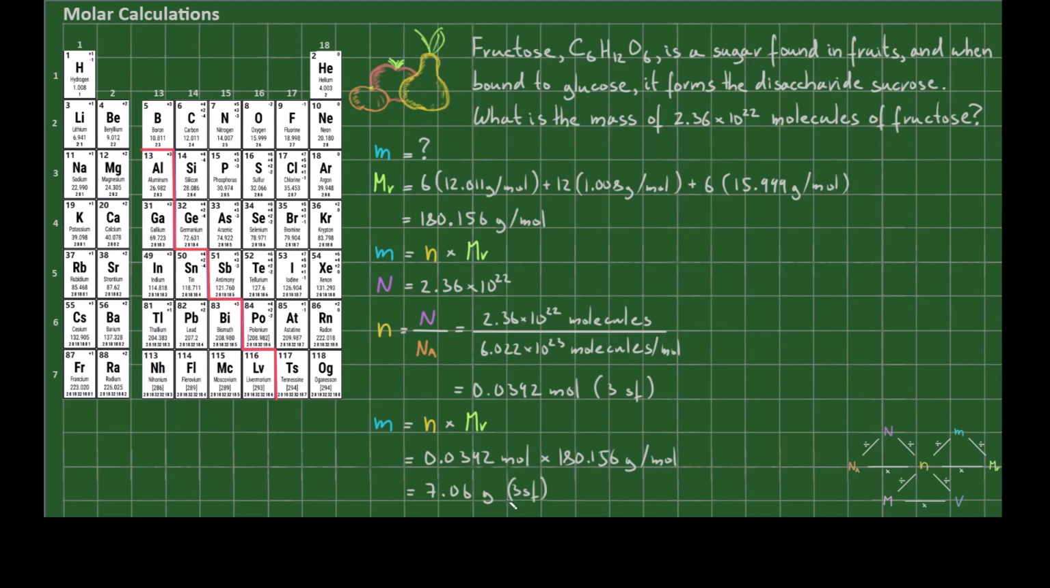As before, this two-step process of finding the number of moles first and then calculating the mass can be combined mathematically into a single step. The mass equals number of moles, but number of moles is the same as number of particles over Avogadro's number, and that would have to be multiplied by the molar mass. If you wish, you can try to solve it in a single step using this formula.